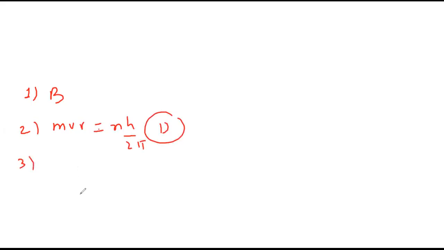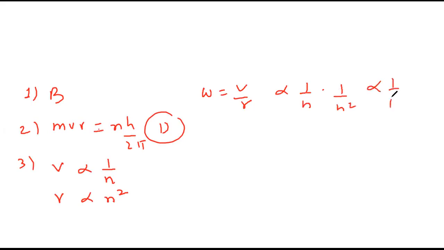The angular speed of electron in an orbit: v is inversely proportional to n and r is proportional to n square. Omega is v by r, so it is 1 upon n into 1 upon n square, 1 upon n cube. Inversely proportional to n cube option.